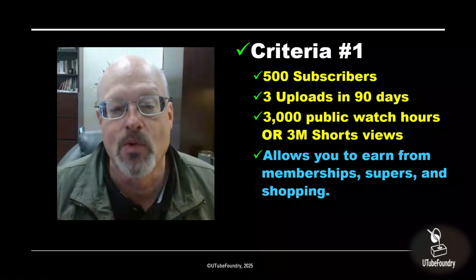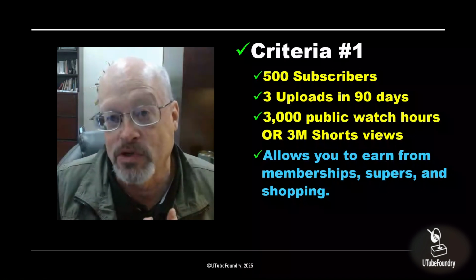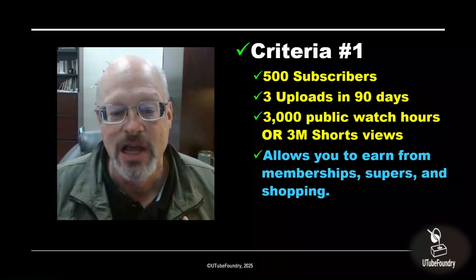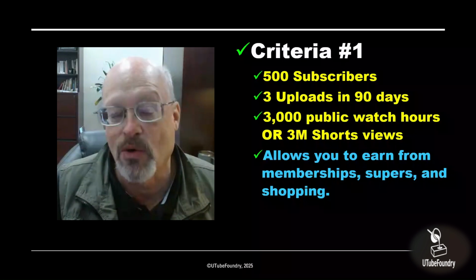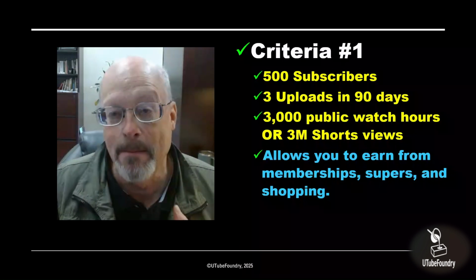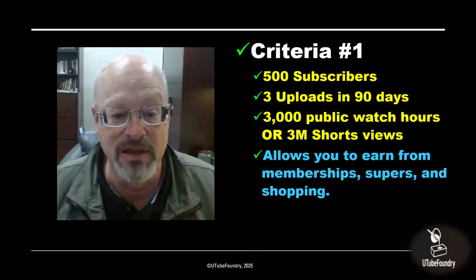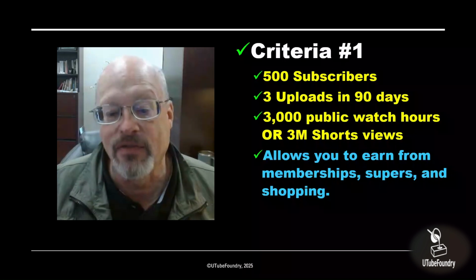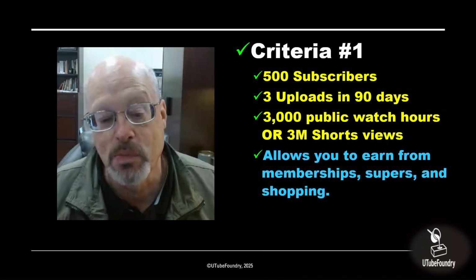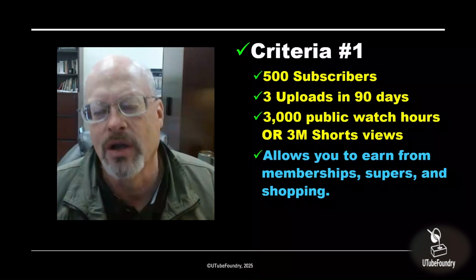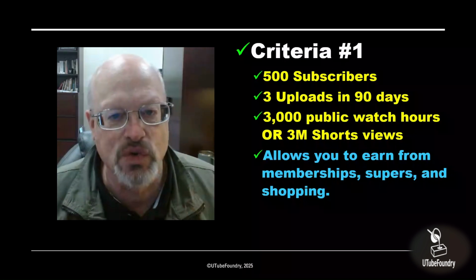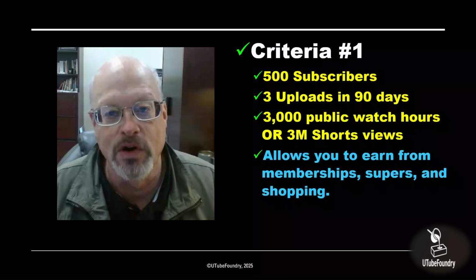So criteria number 1 is you have 500 subscribers. You have to post 3 uploads in the previous 90 days. You have to have 3,000 public watch hours in the previous 365 days, or 3 million shorts views in the previous 90 days. Now, this will allow you to earn from things like memberships, supers, and shopping. And we'll talk about what those are in another video. But they're different types of revenue streams that you can sign up for on YouTube.